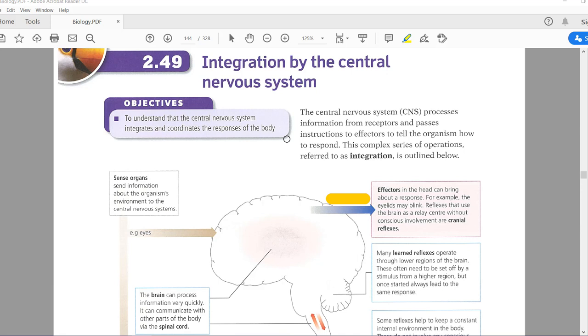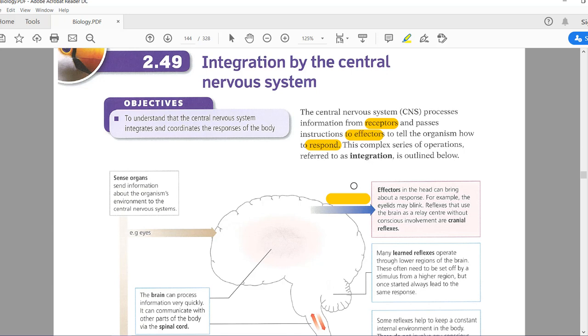Firstly, we should know the meaning of the word integration. Integration, or integrate, means connecting things together in order to do a specific job or a specific function. The central nervous system, CNS, processes information from receptors and passes instructions to effectors to tell the organism how to respond.